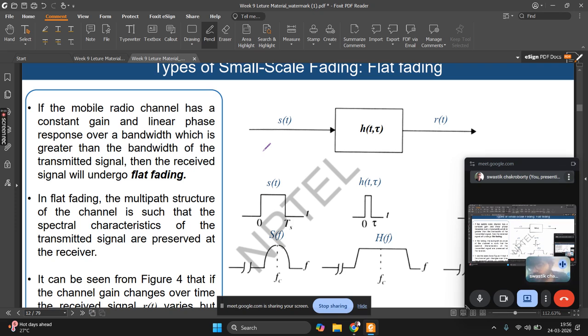If the mobile radio channel has a constant gain and linear phase response over a bandwidth which is greater than the bandwidth of the transmitted signal, then the signal will undergo flat fading.